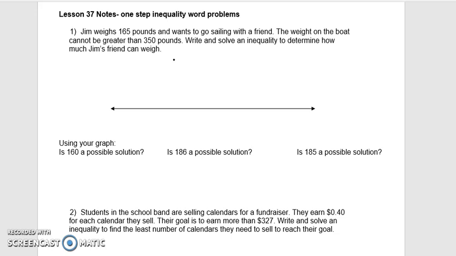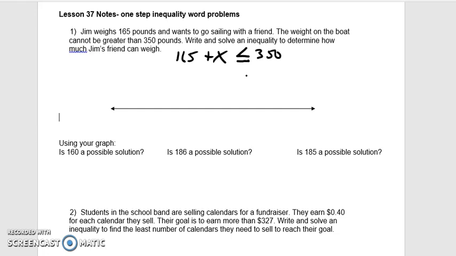Okay, so Jim weighs 165. Okay, so he's 165 pounds. We can add on his friend's weight, which we don't know what it is, so that's why it's an x. And it needs to be, all right, cannot be greater than 350. So the weight needs to be less than or equal to the 350 pounds. And the whole idea is cannot be greater than. So could it be 350? Yes, it can. So that's why it just cannot be greater than 350 that we're looking at. So that's why we use the or equal to.